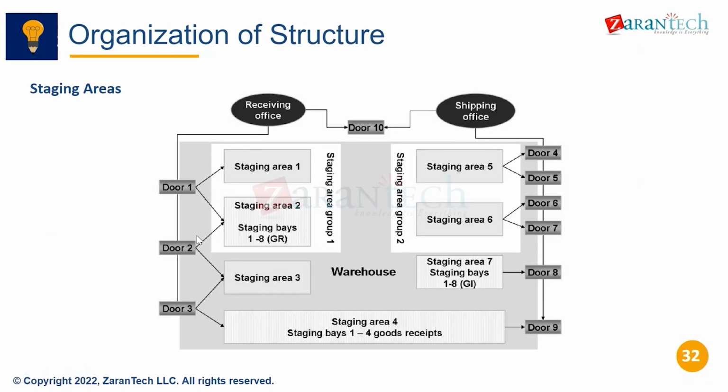You can see the structure. You can use one staging area for multiple doors. It should not be a problem. You can also have different staging areas to perform different activities or the receiving activity from different doors, or you can use one common door for both receiving and issuing the stocks from the warehouse.